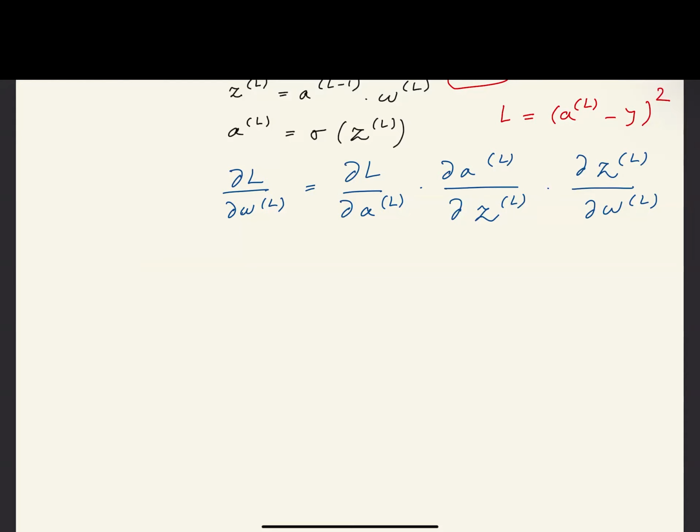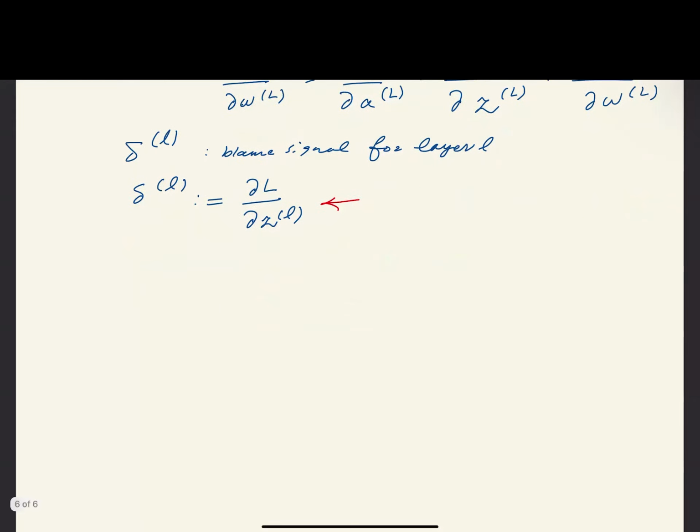Let's start with defining an intermediate quantity. This quantity, delta, for an arbitrary layer L, is basically the blame signal for layer L. We define it this way. It means how much the pre-activation value of each neuron in layer L contributed to the final loss.